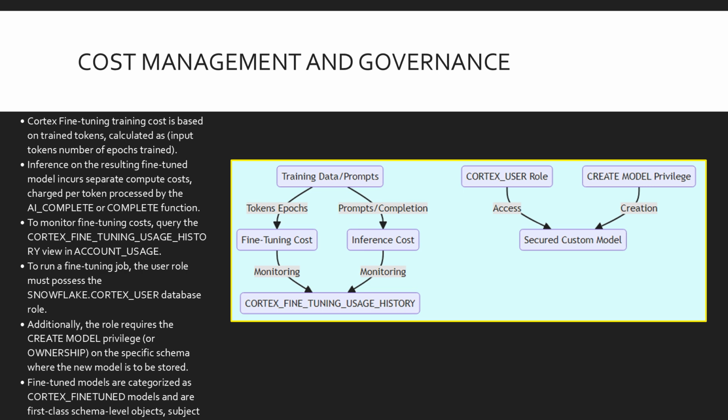This Sankey diagram illustrates the dual flow of cost and the necessary governance steps for Cortex fine-tuning. The costs originate from two streams: the initial training data and prompts, which incur the fine-tuning cost based on tokens multiplied by epochs, and the inference cost, incurred later when the model is actively used to generate completions. Both cost types are consolidated and tracked in the Cortex_fine_tuning_usage_history view, which is the primary source for monitoring expenditures.